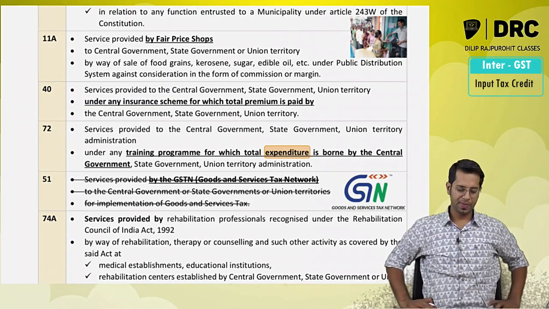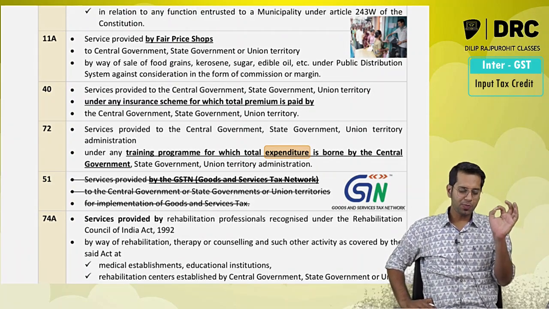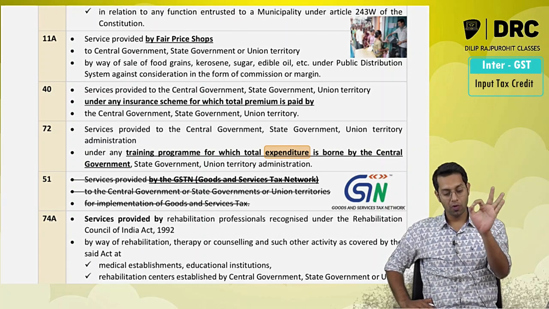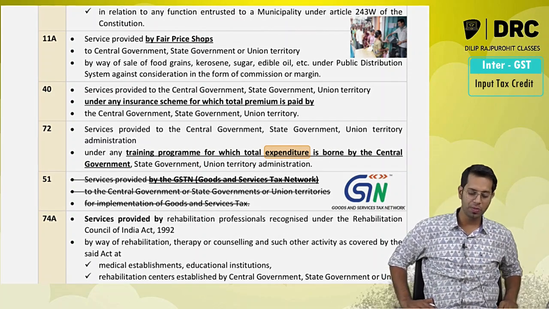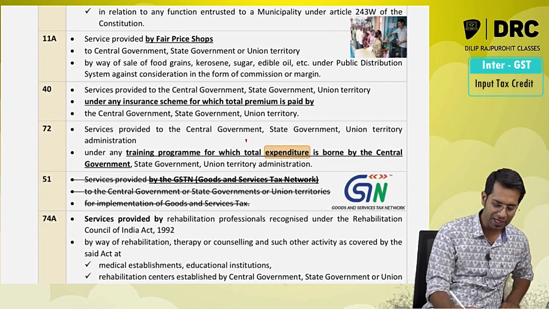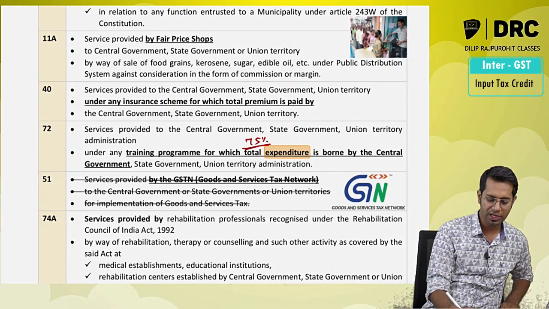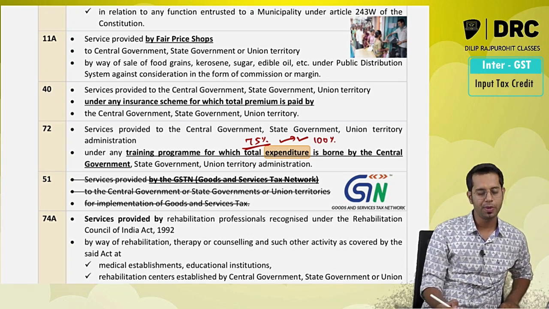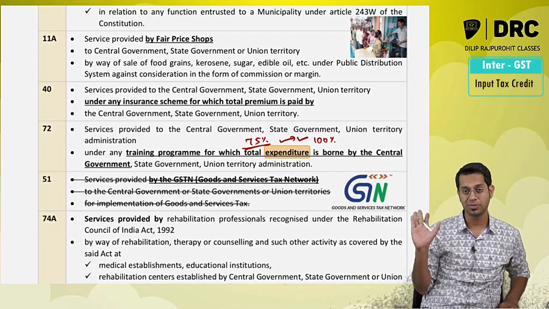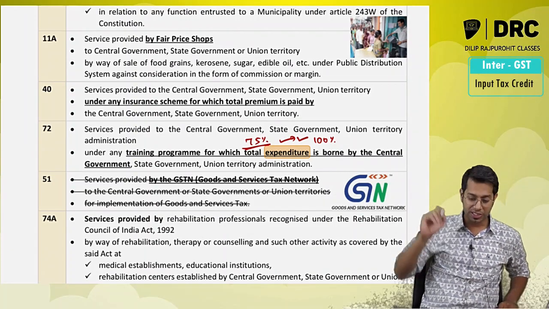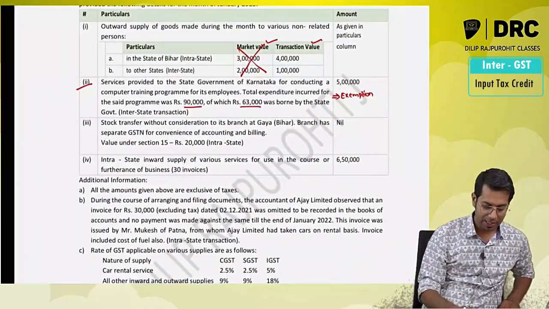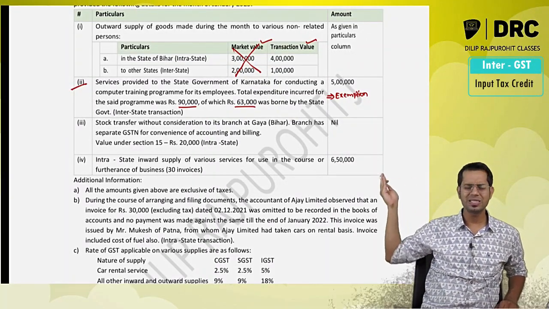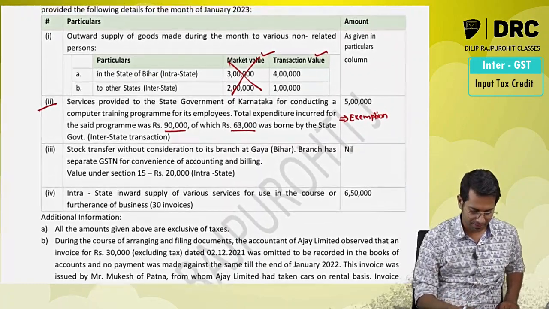Now there is a small amendment. See, services provided by central government, state government, union territory, local authority under a training program for which the total expenditure is borne by central government, state government. So before this was 75%. Now it is total expenditure, 100% of the expenditure should be borne by central government, state government. Then only the exemption will be given. If you see your suggested answer for this question, they will give 75% as per the old law, but anyways we will do it as per the new law.